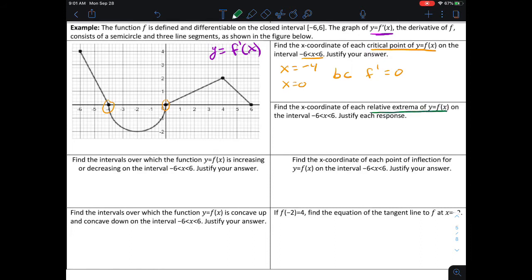Now we're looking to find the relative extrema of f. Well, my relative extrema are going to be where I have a sign change of my first derivative.